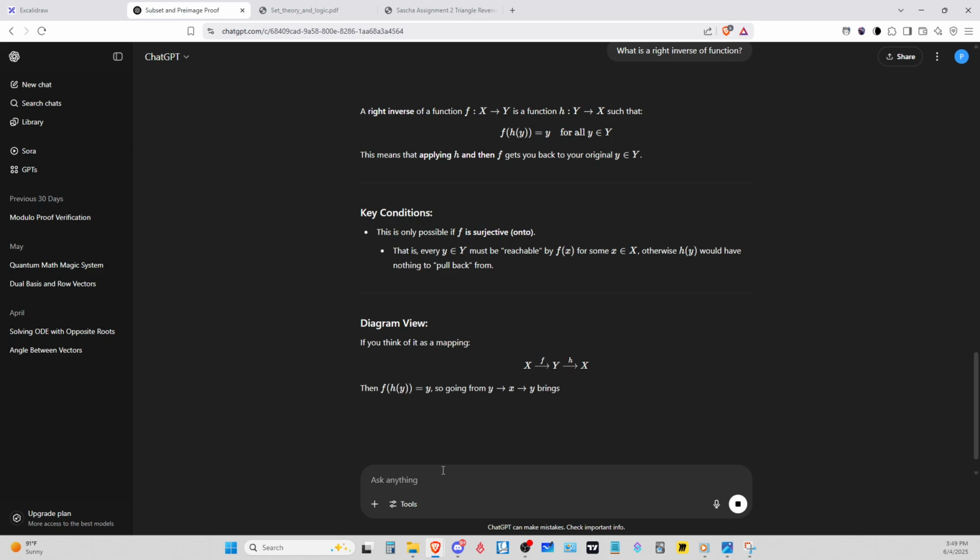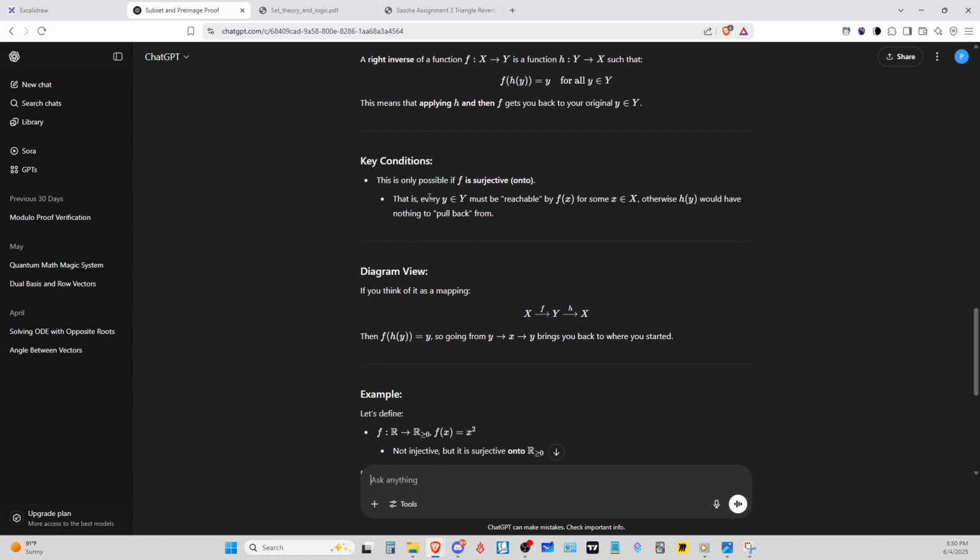Let's see, the right inverse of a function f from X to Y is a function h. Okay, so it's somewhat similar. If you put this in, it implies that h and then f gets you back to the original y. Okay. The key condition: this is only possible if f is surjective. That is, every y in Y must be reachable by f from some x in X, otherwise h of y would have nothing to map back from.